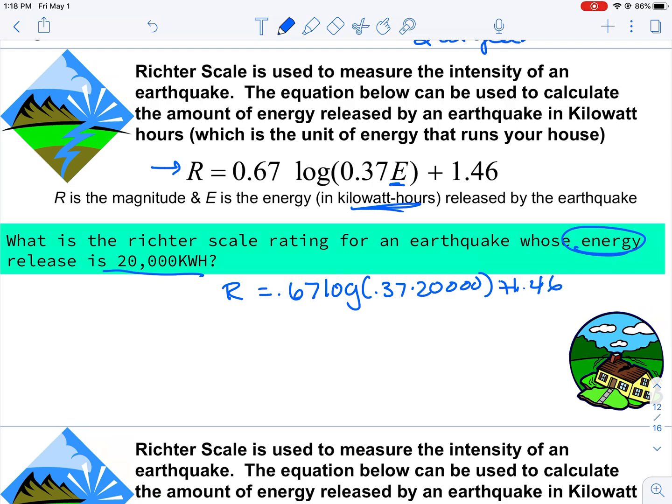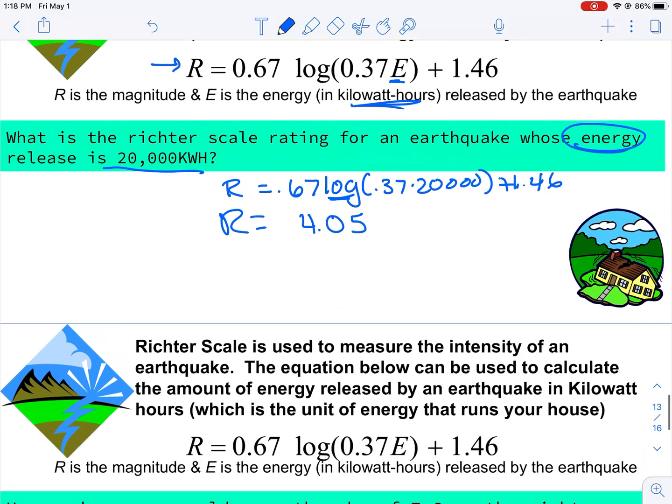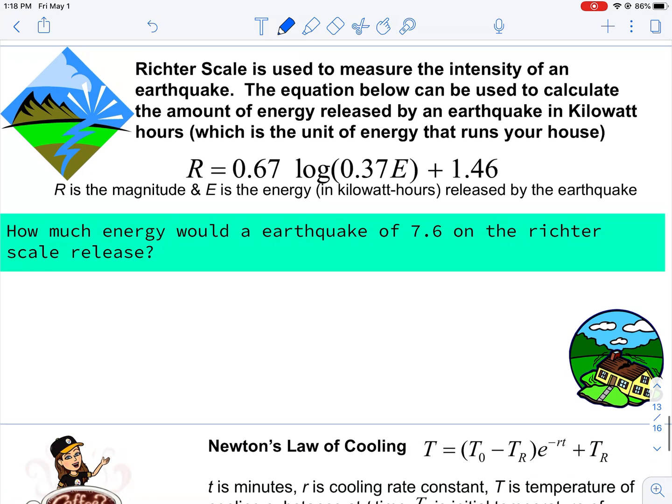So I'm going to do 0.37 times 20,000. Now, because this is all on the same side, I can type that right into my calculator. If you do not have a graphing calculator, what's nice about logs on the Richter scale is they are base 10. So this technically is the log button that's on your iPhone or just a regular little calculator. So the base is 10, so you don't have to do anything fancy. You can just type it all in. I got about 4.5, so that's a 4.5 on the Richter scale. So probably not too big of an earthquake.